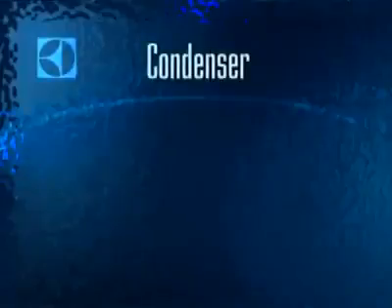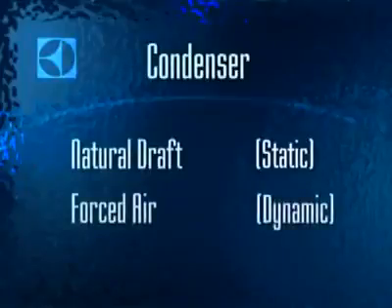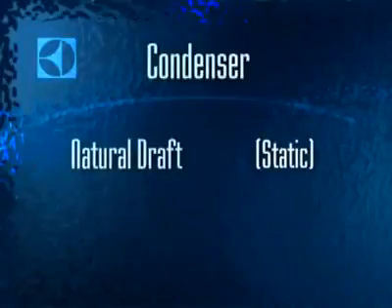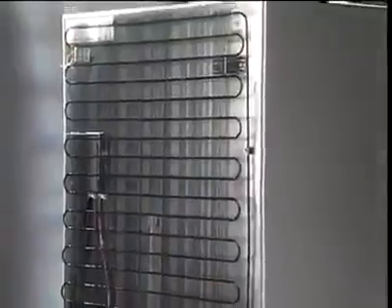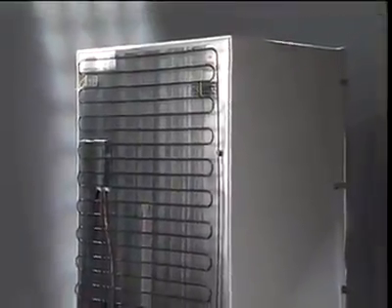There are two types of condensers: natural draft and forced air. Static or natural draft condensers have been in use for many years. This type of condenser spreads the tubing across the back of the refrigerator and relies on the natural properties of heat rising and air circulating within the kitchen to transfer heat from the refrigerant.